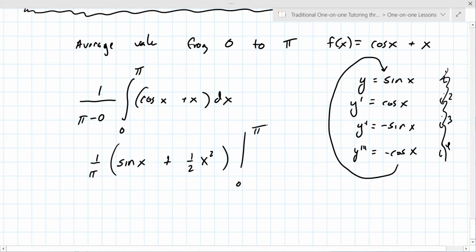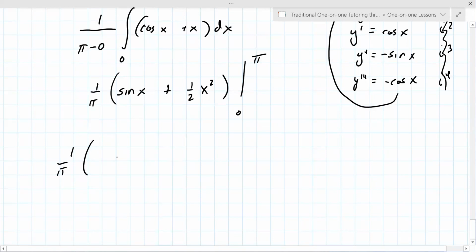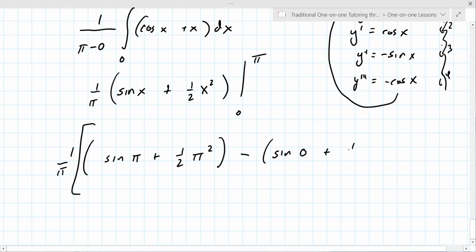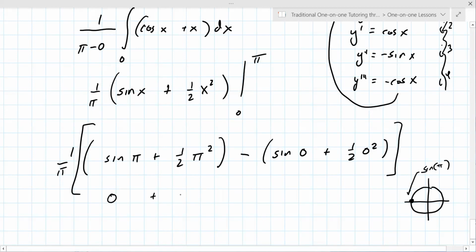And then it's sine of pi plus pi squared over 2, minus sine of 0 plus 0 over 2. As a reminder, on your unit circle, sine is the y value. So sine of pi is 0, and sine of 0 is 0. 0 plus, how do you do the pi squared? You just leave it. Okay, can I leave it as pi squared over 2? Yes.